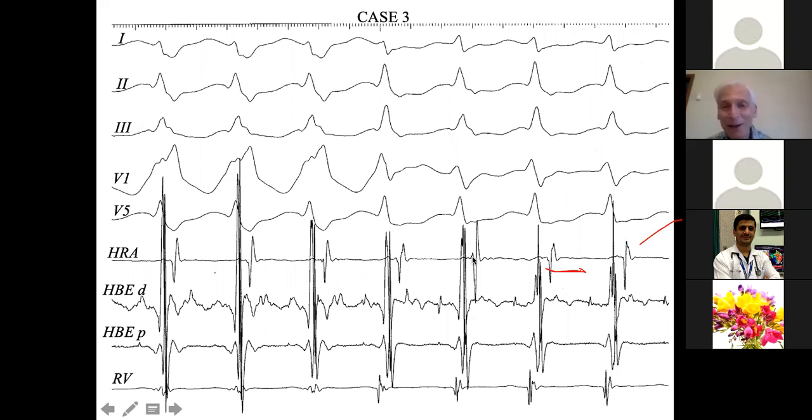But what you also have is a high RA that's preceding the septal A. So it just can't be. Obviously, the intracardiac atrial activation sequence takes precedence over the surface P waves. So the inverted P waves in 2 and 3 are consistent, but not diagnostic of AV node reentry. They're non-specific, in other words.